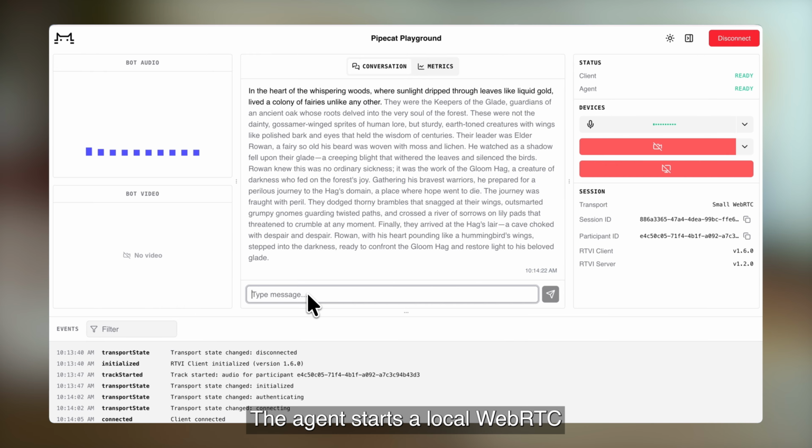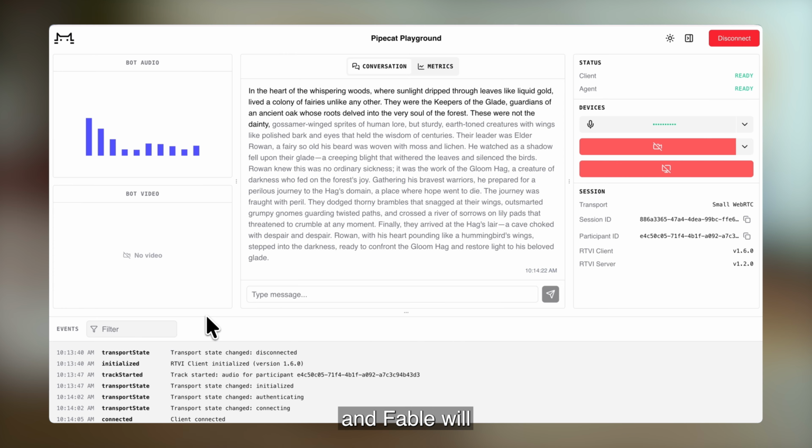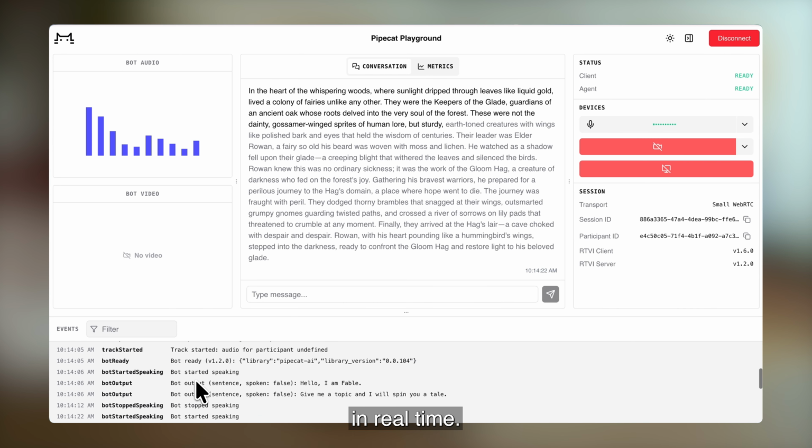The agent starts a local WebRTC server, opens the browser interface, and you will hear Fable introduce itself. Just type a story prompt, and Fable will narrate a custom story back in real time.